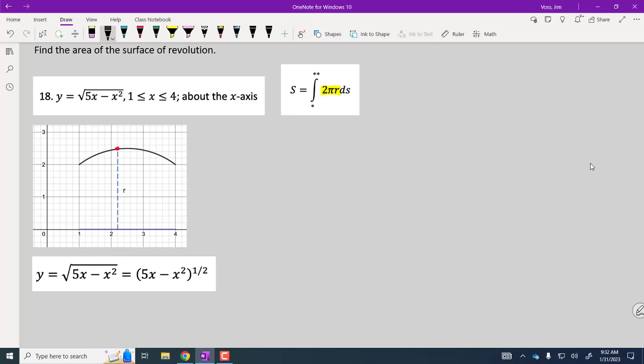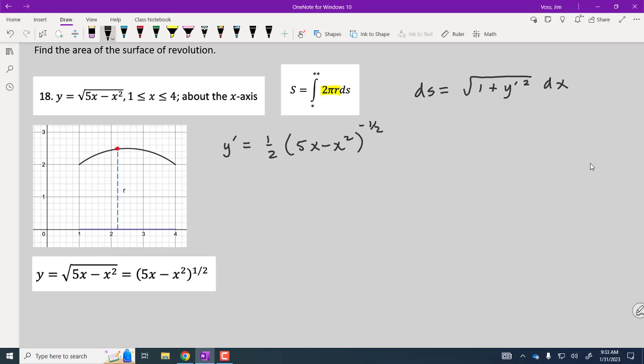So we know that with the ds, we have to find y prime and then square it and then add 1. So we have our ds formula that we learned from the arc length section. So we're just doing that for ds. So it's arc length multiplied by 2 pi r. So y prime, in this case, will bring down the 1/2. So that's to a half power. The base is going to stay the same. And then we subtract 1 from the exponent.